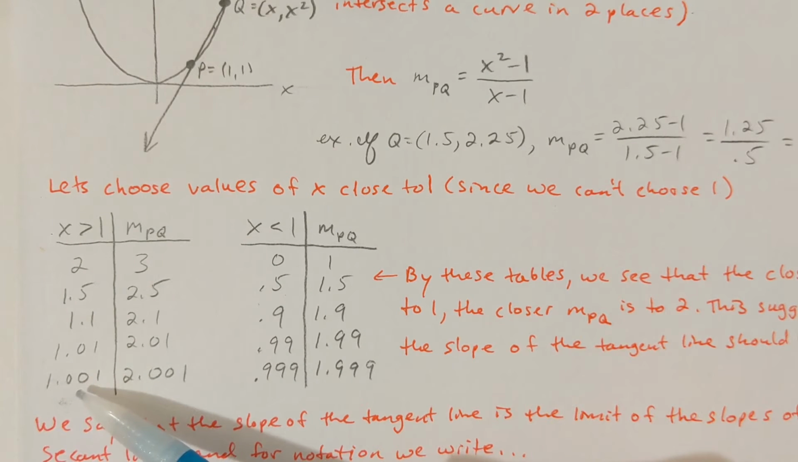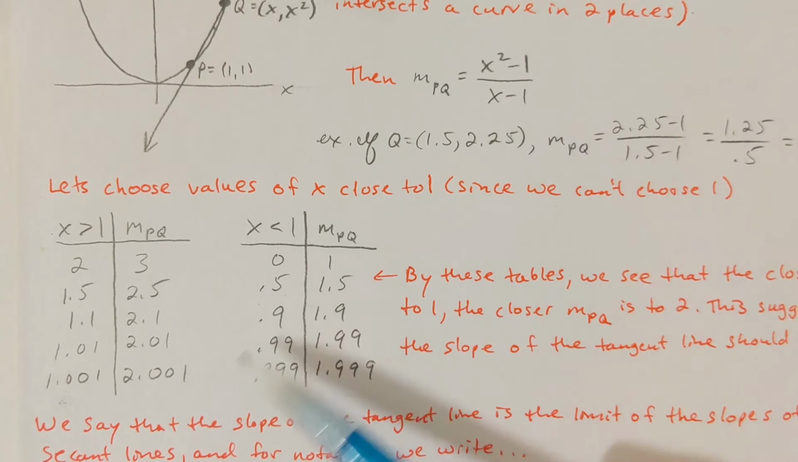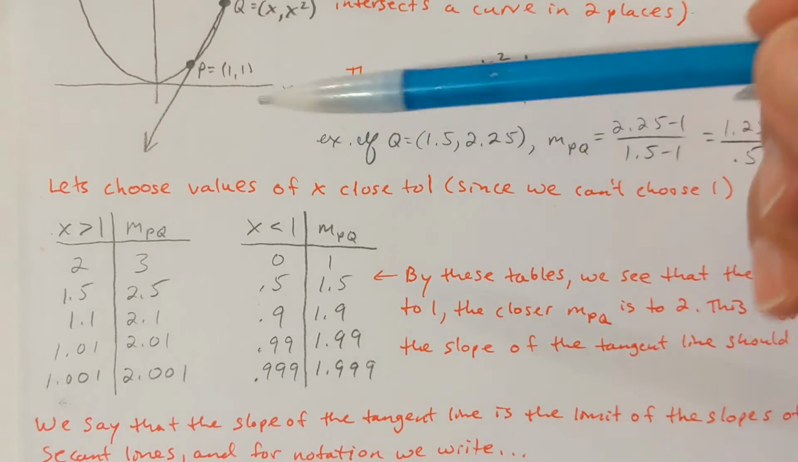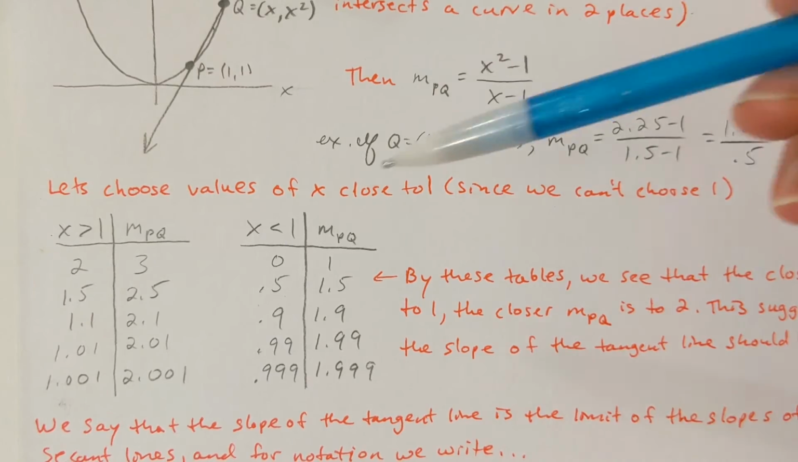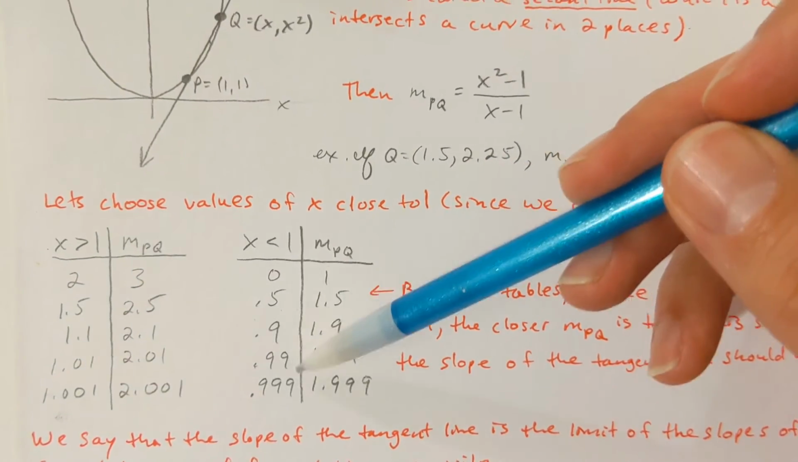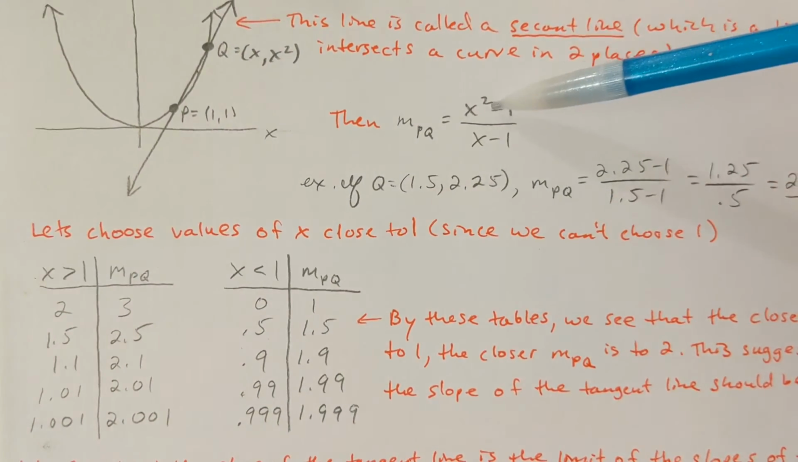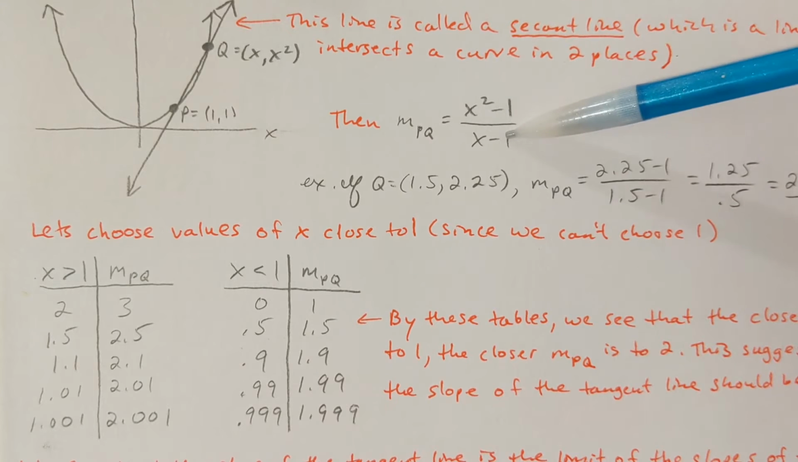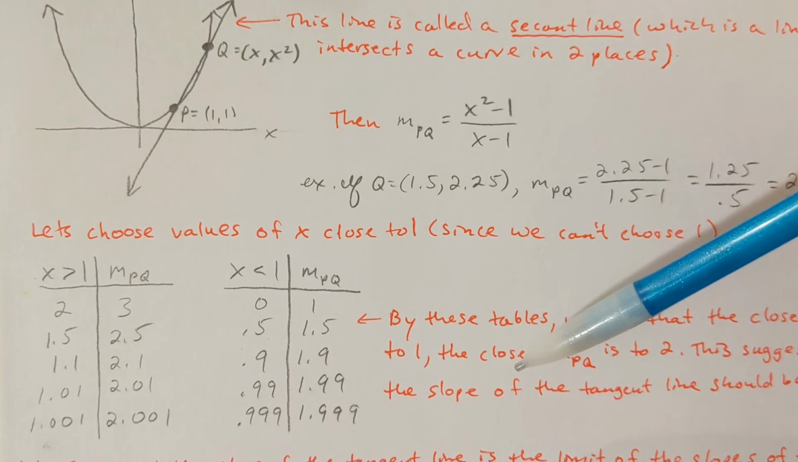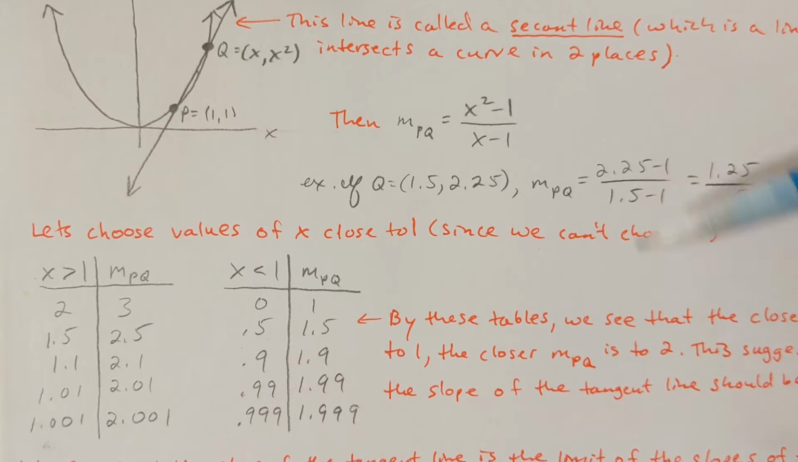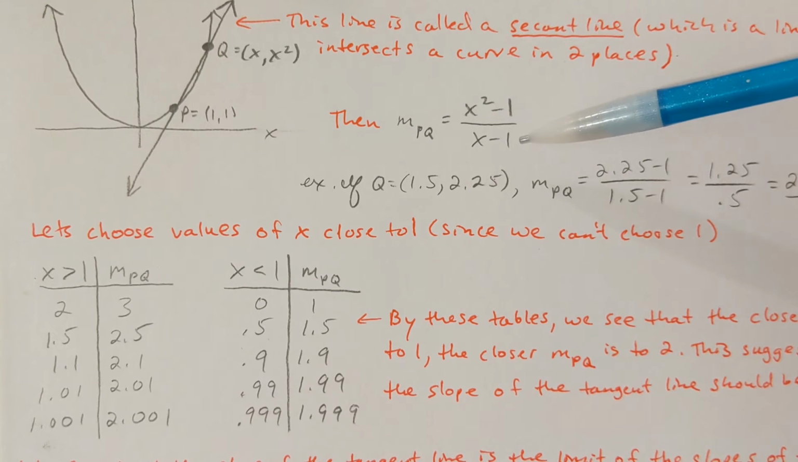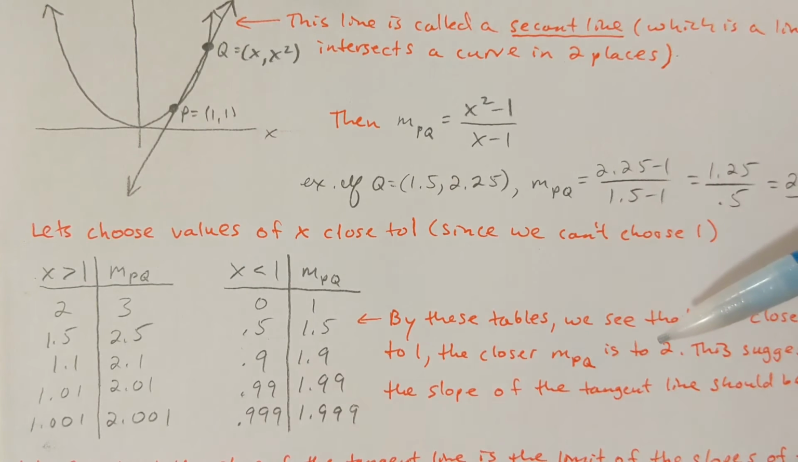If x is 1.001 and you plug that into this formula, you should be getting 2.001. Now how about on the left side of 1? Let's choose values of x that are less than 1 but close to 1. Like if x is 0, negative 1 over negative 1 is 1. What if x is 0.5? Plug that in here. You should be getting 1.5.